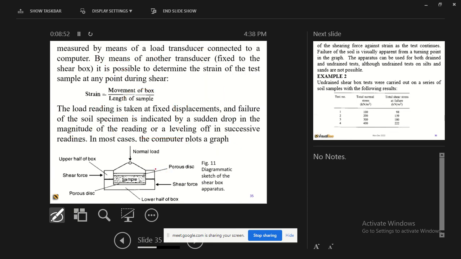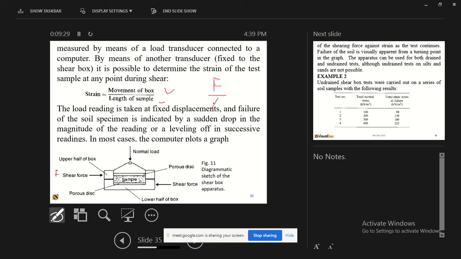Something else you have to check is the strain. The strain is the movement. The dial will be giving you the movement, so you can see the movement of the box over the length of the sample. That gives you the strain. This force depends on the kind of equipment you have, but mostly you measure the force.